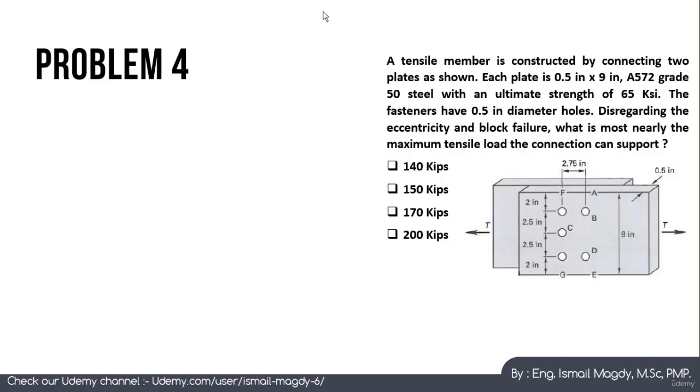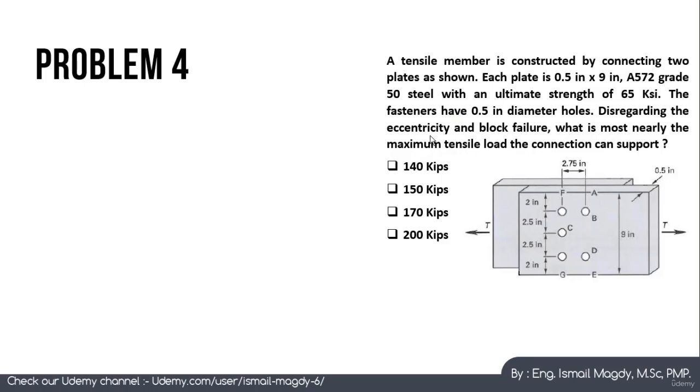So let's check this exam problem. We have a tensile member that is constructed by connecting two plates as shown here. Each plate is 0.5 inch multiplied by 9 inches and the grade of the steel is 50. The ultimate tensile strength is 65 KSI, and the fasteners have 0.5 inch diameter holes. Disregarding the eccentricity and the block failure, what is most nearly the maximum tensile load the connection can support?